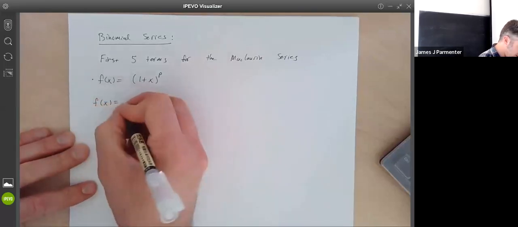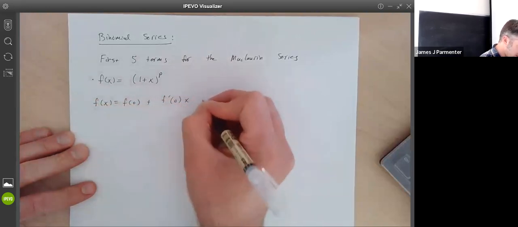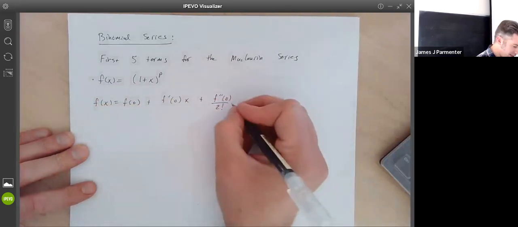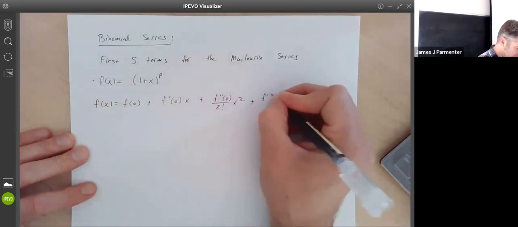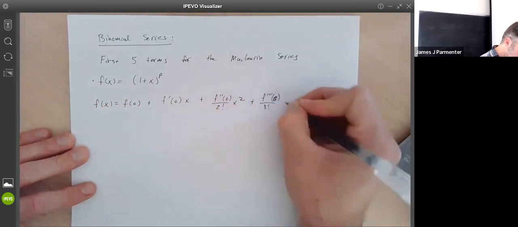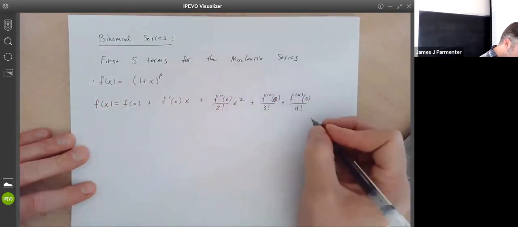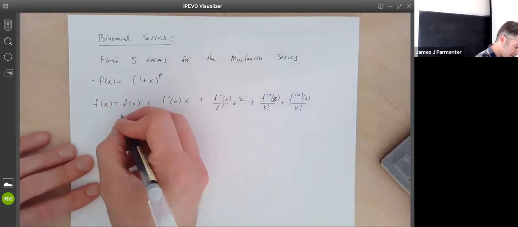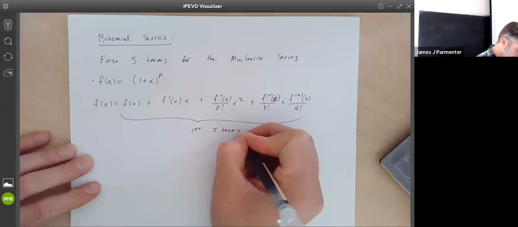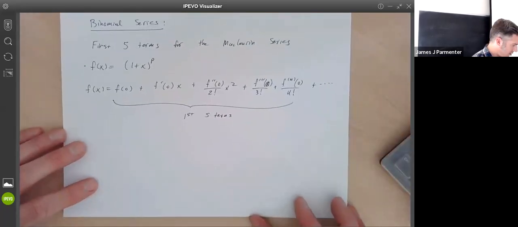f of x is going to be f of 0 plus f prime of 0 times x plus f double prime, right? This pattern comes up so many times. You really should just get used to being like, all right, here it is for this whateverth time. And this is all I'm really asking for, right? This is the first 5 terms. And then there would be more if you're actually finding it. All right, let's do it.